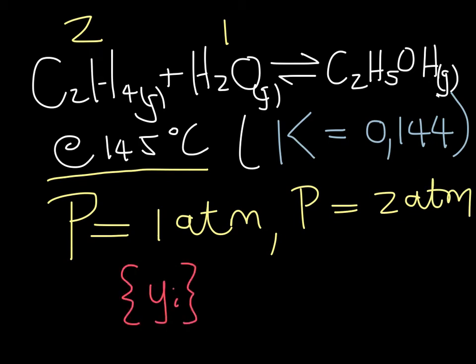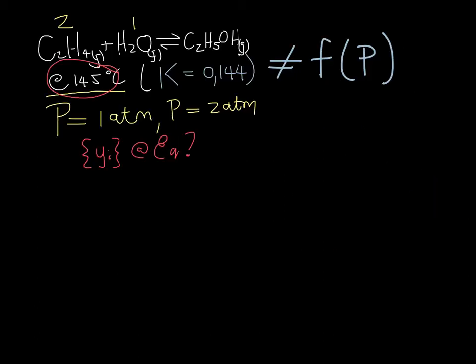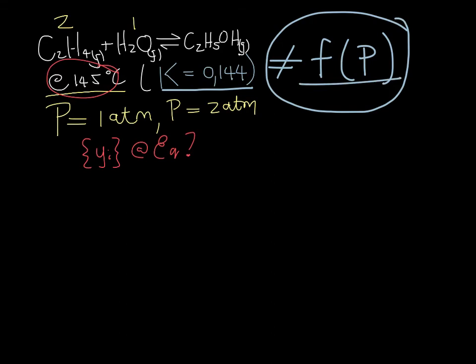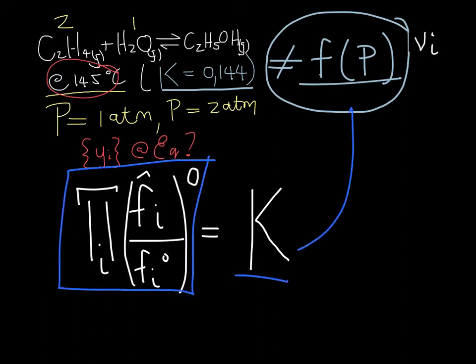And we are asked to calculate the composition of the equilibrium mixture for each of the 2 pressures at 145 degrees Celsius. In the previous lecture, we already determined our equilibrium constant, and it will not change because it is not a function of pressure, only a function of temperature. We previously showed that at equilibrium, this composition-based term must be equal to our equilibrium constant at that temperature.